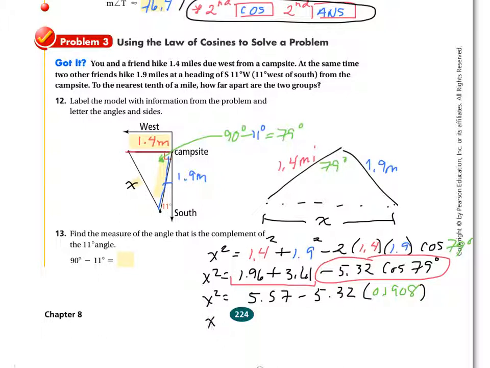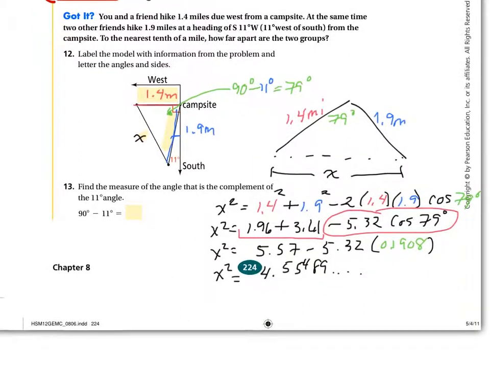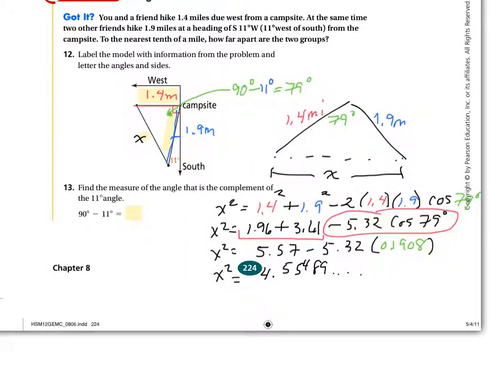You should get x squared is equal to, and we're going out to the nearest tenth, but we're going to use a longer decimal, 4.55489... right? How do I find x? Square root. So I want to take the square root of both sides, and we're going to ignore the negative square root because x can't be negative.